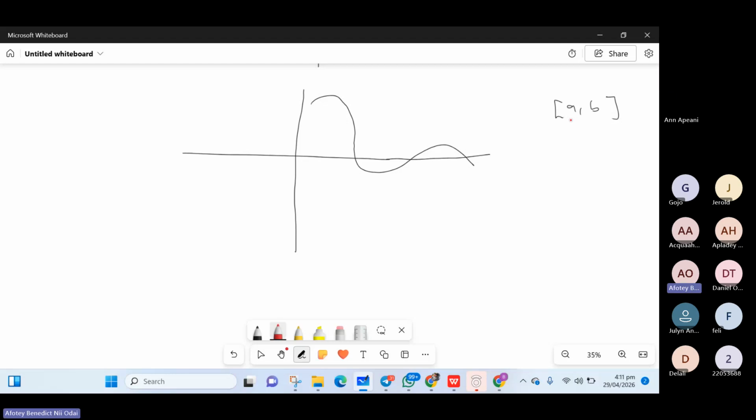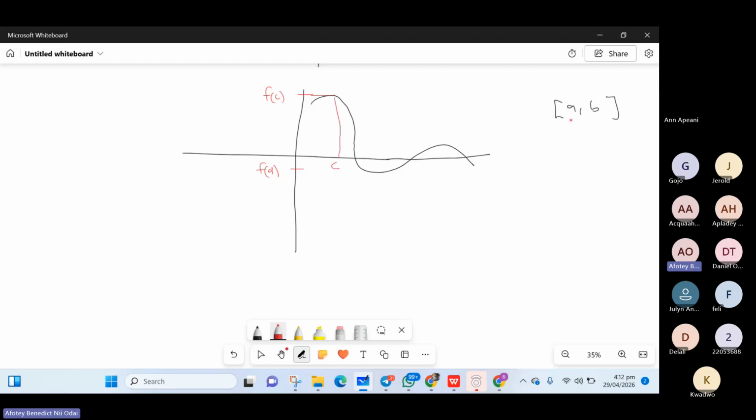So we can see from this graph that we have, the maximum value of this function is, let's call this f of c, and the minimum value is f of d. The extreme value theorem is saying that once it is continuous and it is in an interval, you are definitely going to get a point where the function attains its absolute maximum and absolute minimum. So once you plot this on your graph, this becomes your c value, and of course, this becomes your d.